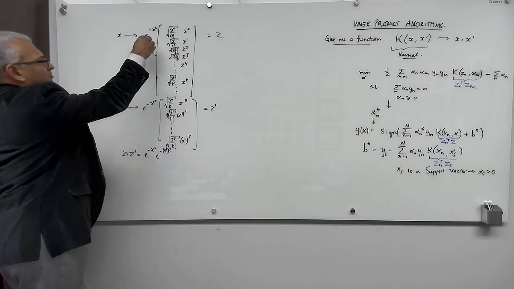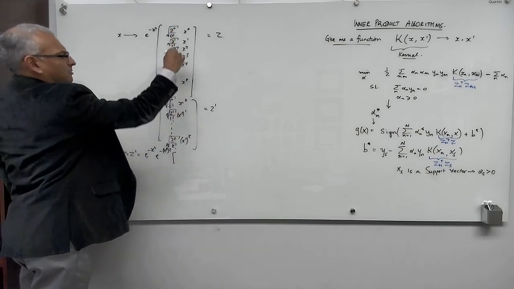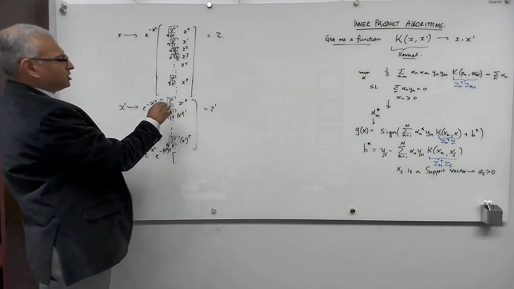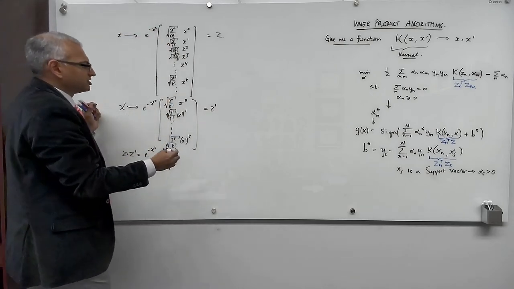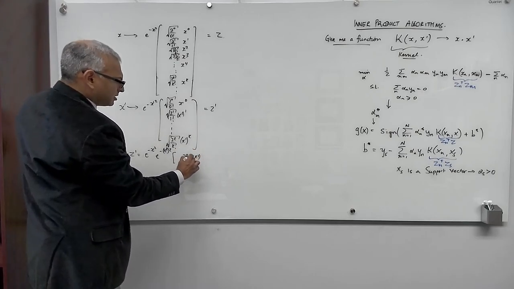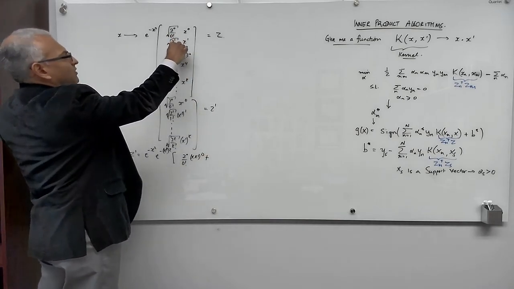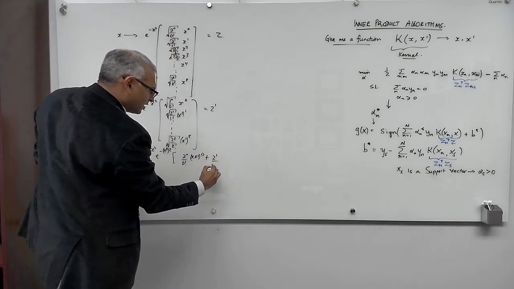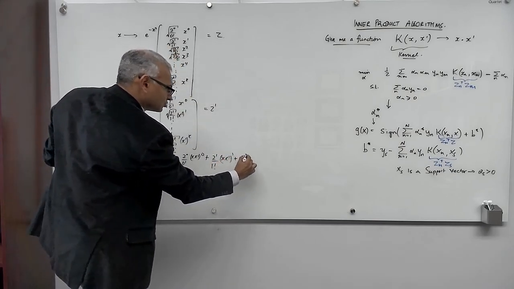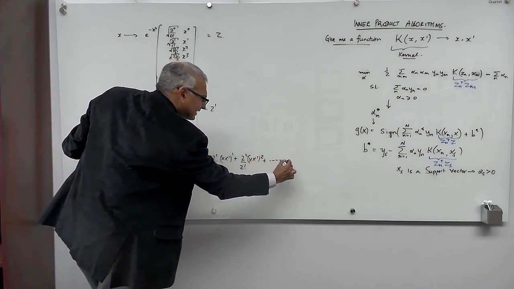I'm taking the dot product. So this times this, the component-wise multiplication, and then you add. That's the beauty of this square root term. The square roots disappear. So I get 2 to the 0 over 0 factorial x, x prime to the 0, plus 2 to the 1 over 1 factorial, the square roots cancel, x, x prime to the 1, plus 2 to the 2 over 2 factorial x, x prime to the 2, plus and so on, going on forever.